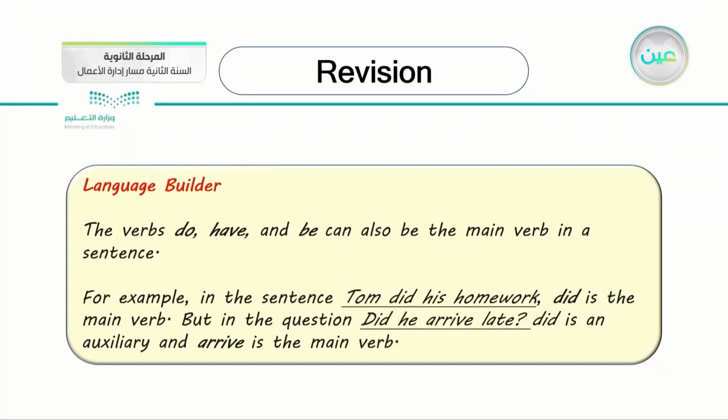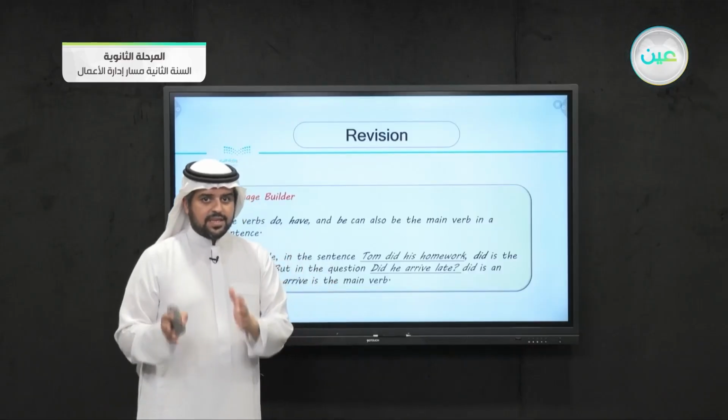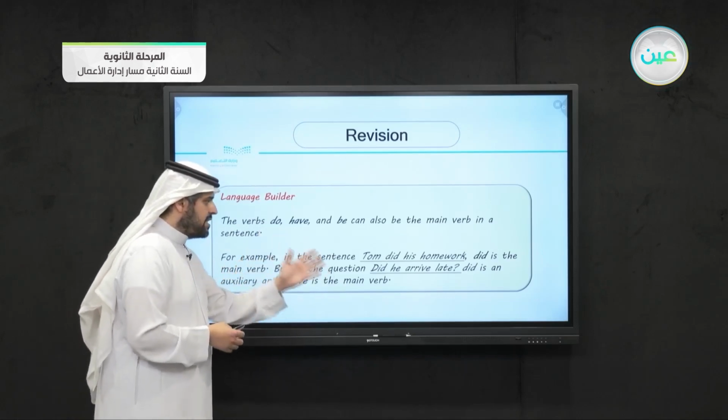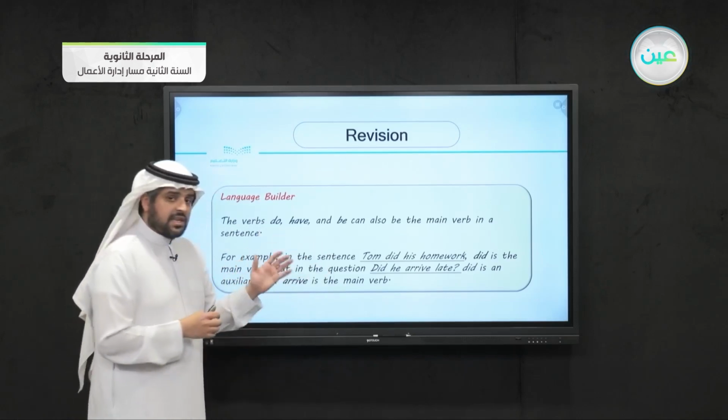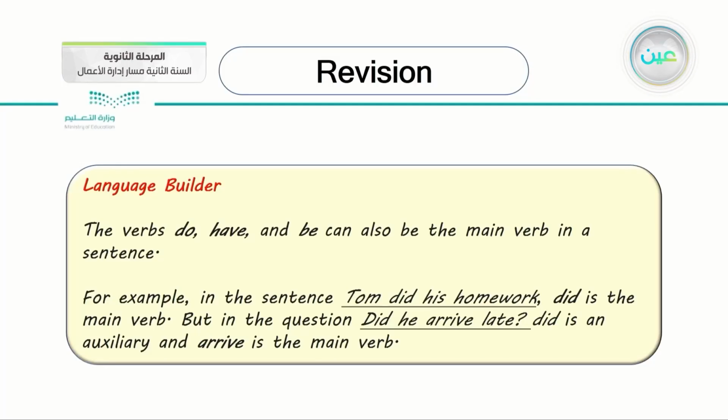And we took the language builder. The verbs do, have, and be can also be the main verb. If there is no main verb in the sentence, then the auxiliary verb becomes the main verb. For example, in the sentence, Tom did his homework. Did here is the main verb because there are no main verbs in this sentence. On the other hand, did he arrive late? Here we have the verb arrive. This is the main verb.